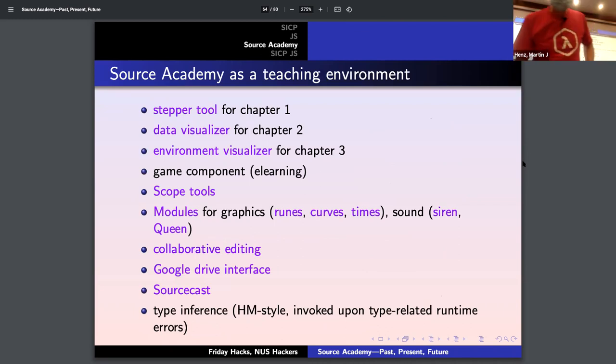I don't have the time to take you through all the tools that we developed for the system, but as a teaching environment, it has grown to become quite interesting. And we hope to offer this to the world next year when the textbook hits the bookstores.